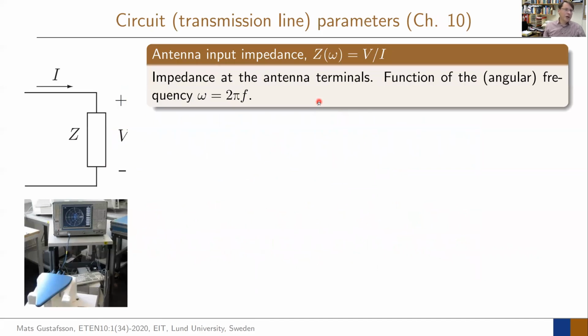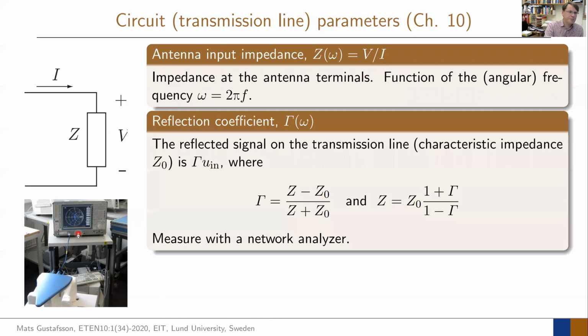To characterize our antennas, we need the parameters for it. The typical antenna seen from the electronics is just the antenna input impedance, which is the voltage divided by the current. We will look at that typically as a function of angular frequency. In the lab, you will measure this for your own built antenna, by measuring the reflection coefficient, the S parameters, and then you can transform that to this impedance.